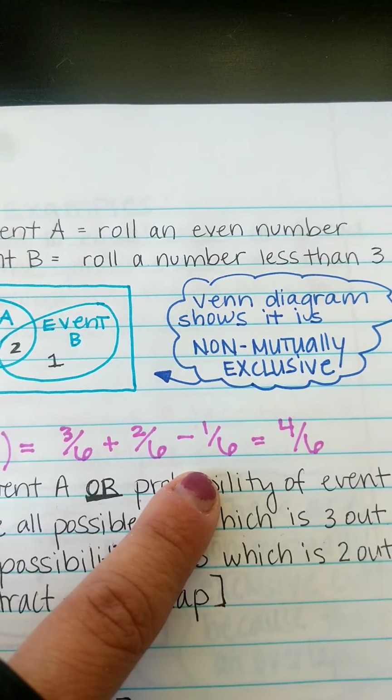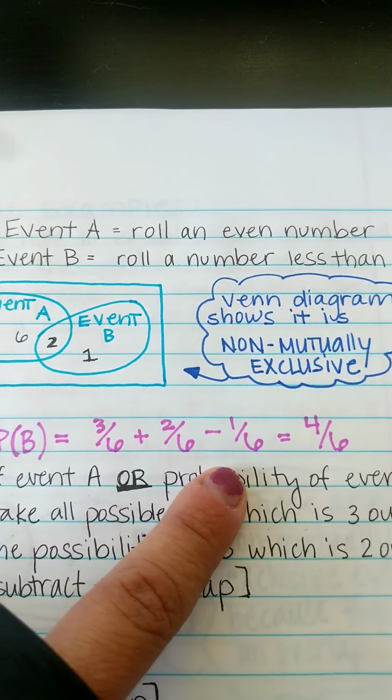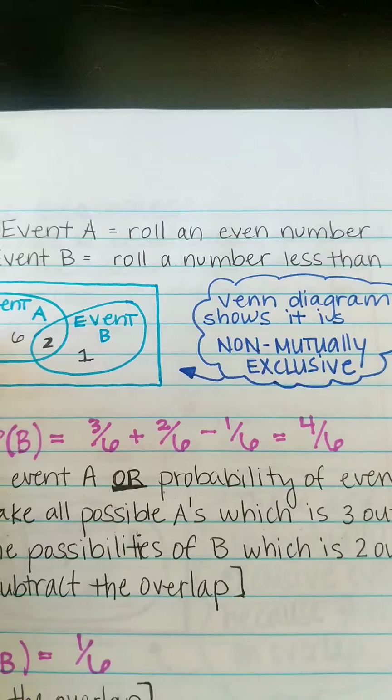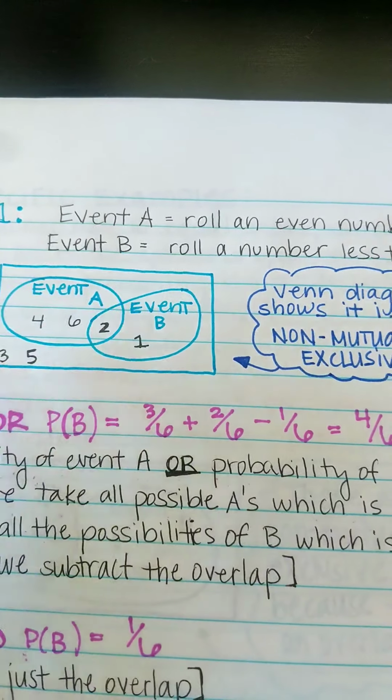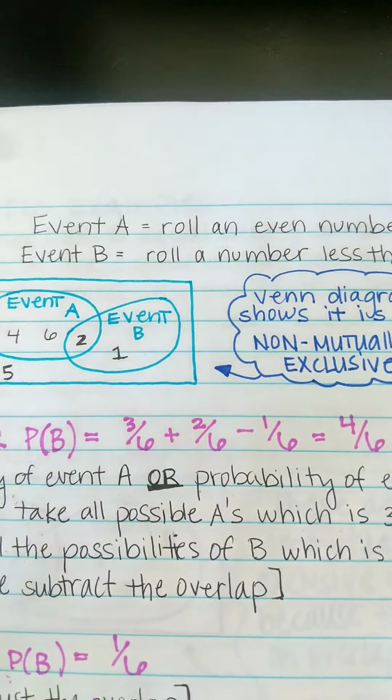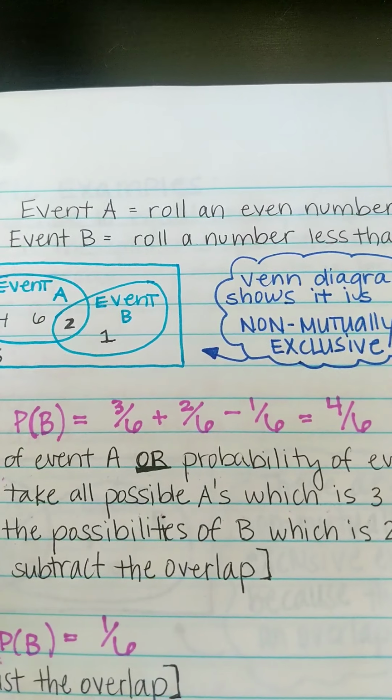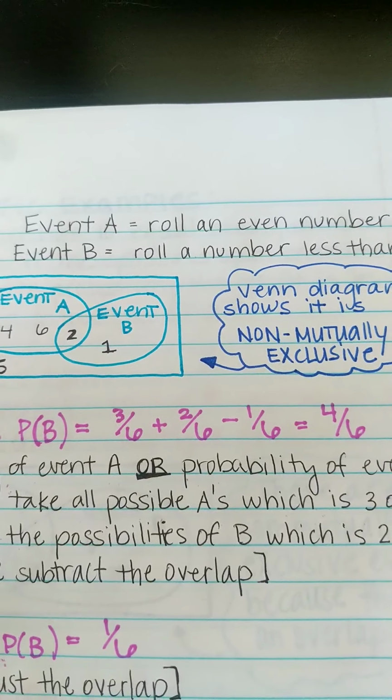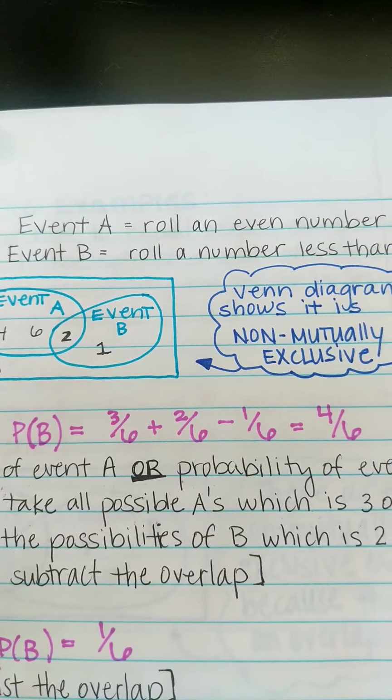Now, when I look at a Venn diagram, it's really easy just to count and say there's 1, 2, 3, 4 out of 6 that satisfy that, and that's okay. This formula comes in handy though when I don't have a Venn diagram and it's just a word problem where things are overlapping, okay?